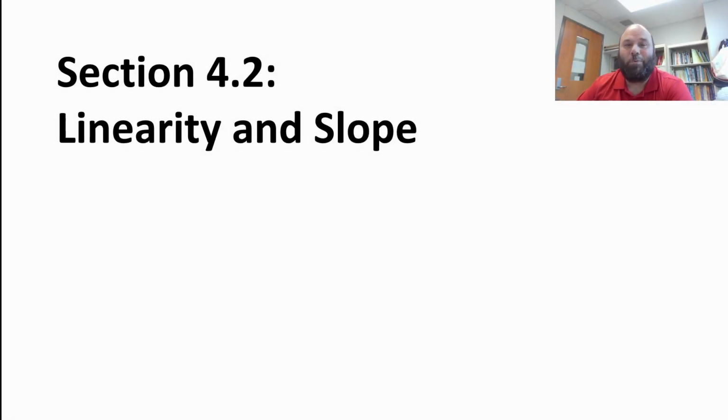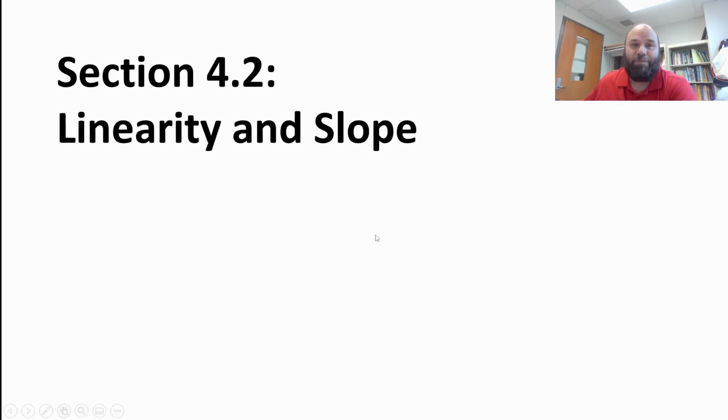Welcome to section 4.2. In this section, we're going to examine what it means to be linear and focus specifically on the slope of a linear model. So we said a model was linear if there's a constant absolute rate of change, and we called that constant rate of change the slope. So we're going to look closer at slope in this section.